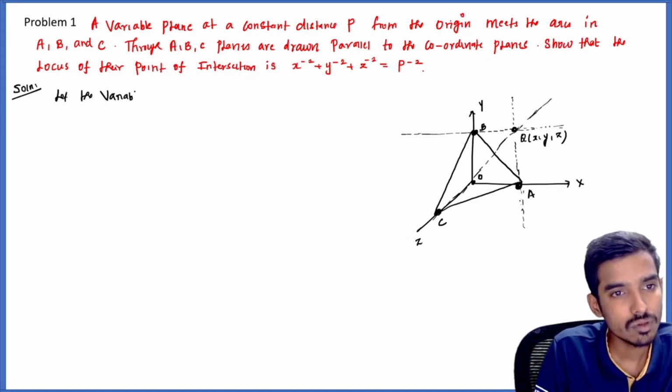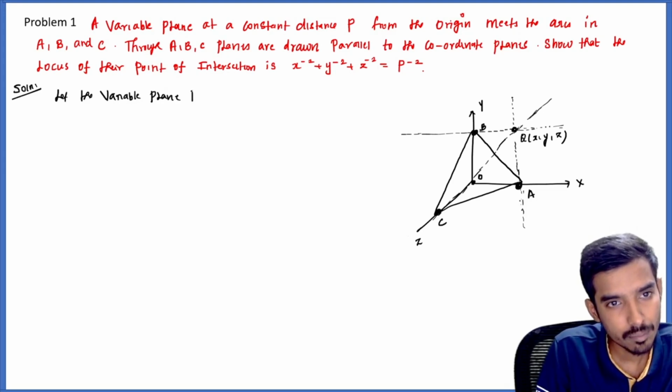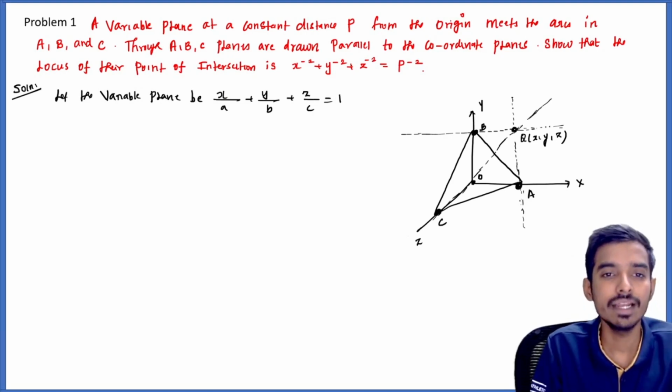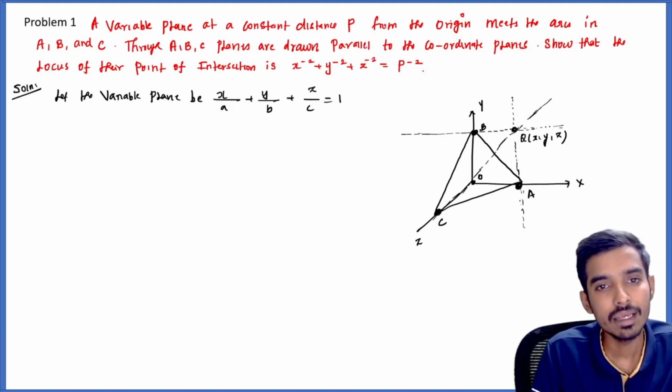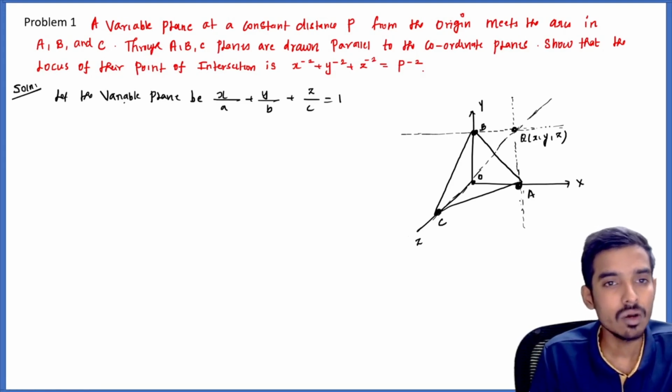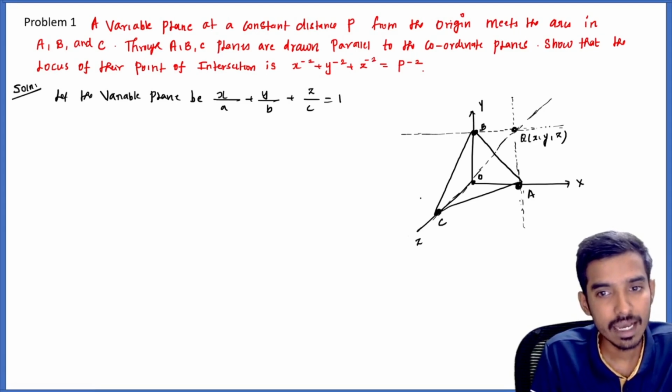So let the variable plane be x by a plus y by b plus z by c is equal to 1, right? Let this be the variable plane: x by a plus y by b plus z by c is equal to 1. Now it meets the coordinate axes at A, B, C.